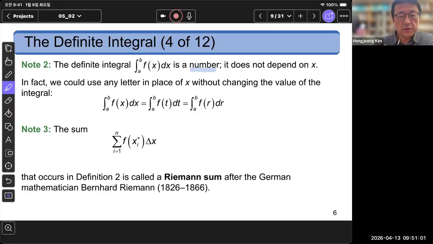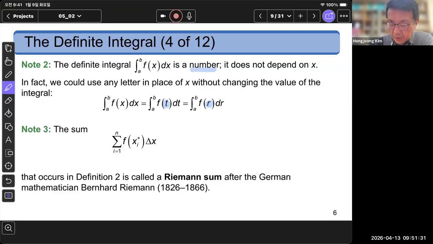In this definite integral, this x is just the name of an independent variable. There is no special meaning in x. You can simply replace this x with any other symbol. Say, x can be replaced by t or r or theta or s. It can be replaced by any other symbol.